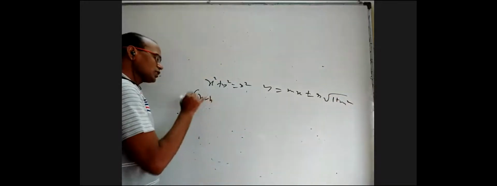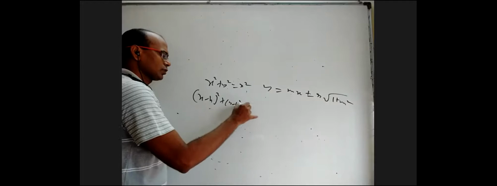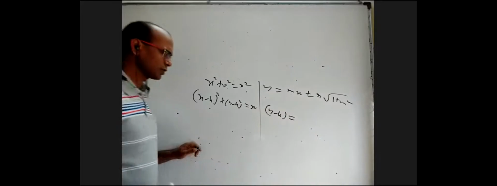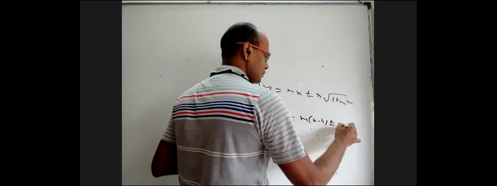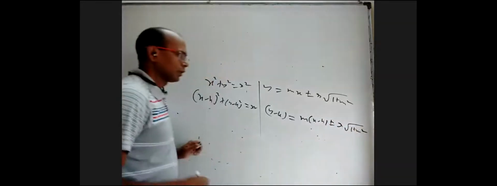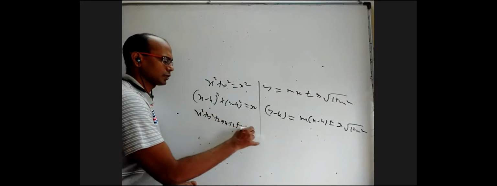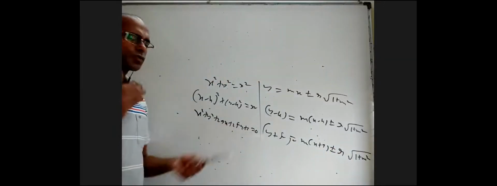If you have x minus h whole square plus y minus k whole square equal to r square, then based on transformation of axes, wherever y is there, write y minus k, and wherever x is there, write x minus h, plus or minus r root 1 plus m square. What if I have x square plus y square plus 2gx plus 2fy plus c equal to 0? Then in place of y, I have to write y plus f, because when you make a perfect square, that is what will come. In place of x, I have to write x plus g, plus or minus r root 1 plus m square, where r is root g square plus f square minus c.